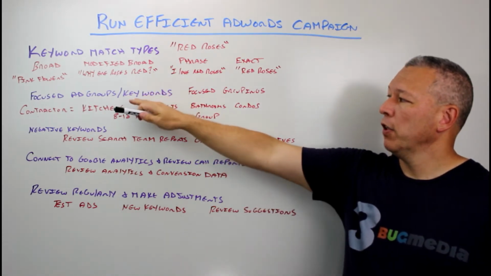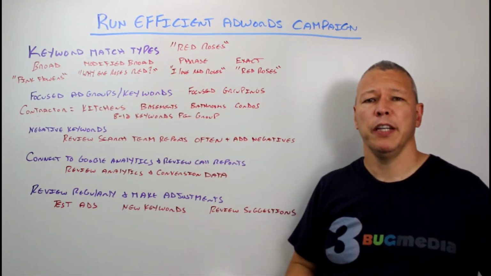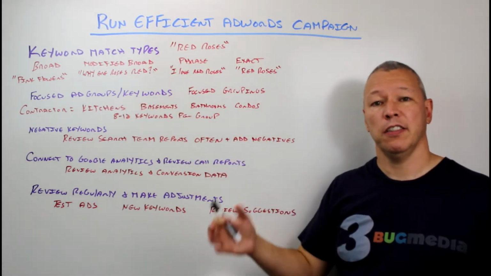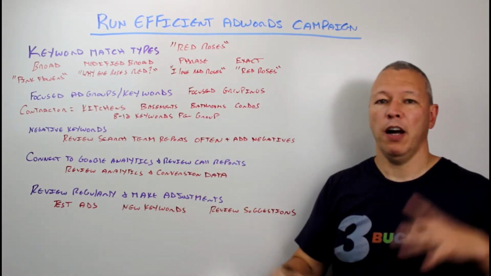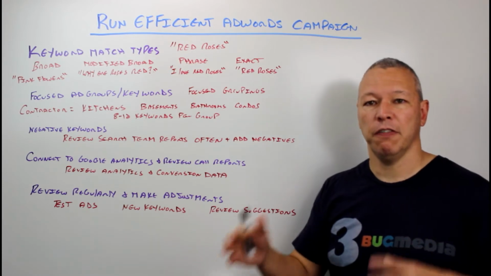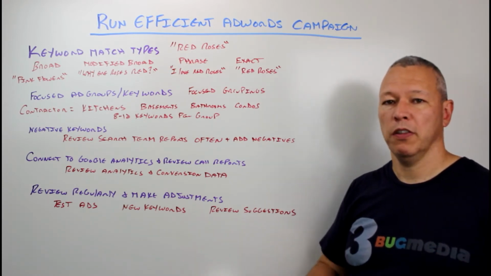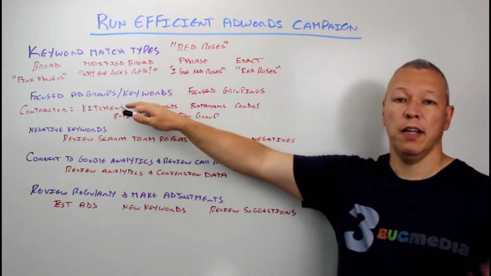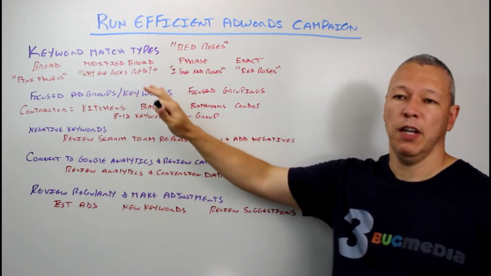Moving on, focus ad groups and keywords. This is a common one. If you're doing it yourself, you put everything, the kitchen sink, inside one campaign, inside one ad group, and then you have a hodgepodge of different search terms, different things that you're targeting, and it just becomes a big mess. Doesn't work, doesn't convert. Google penalizes you because it's not an efficient campaign. It's just terrible all around.